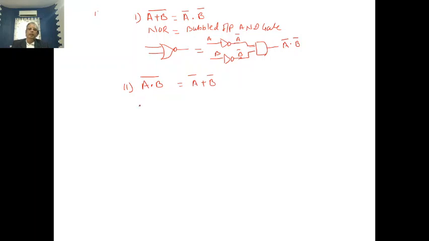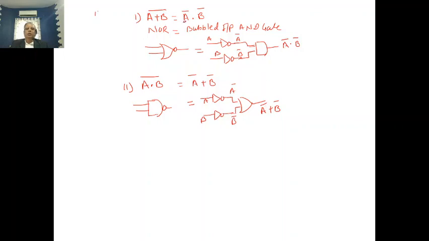Meaning this gate is NAND gate, and this is equivalent to bubble input OR gate. A, B, this is A bar, B bar, and this is connected to this OR gate, meaning A bar plus B bar. This is the output.